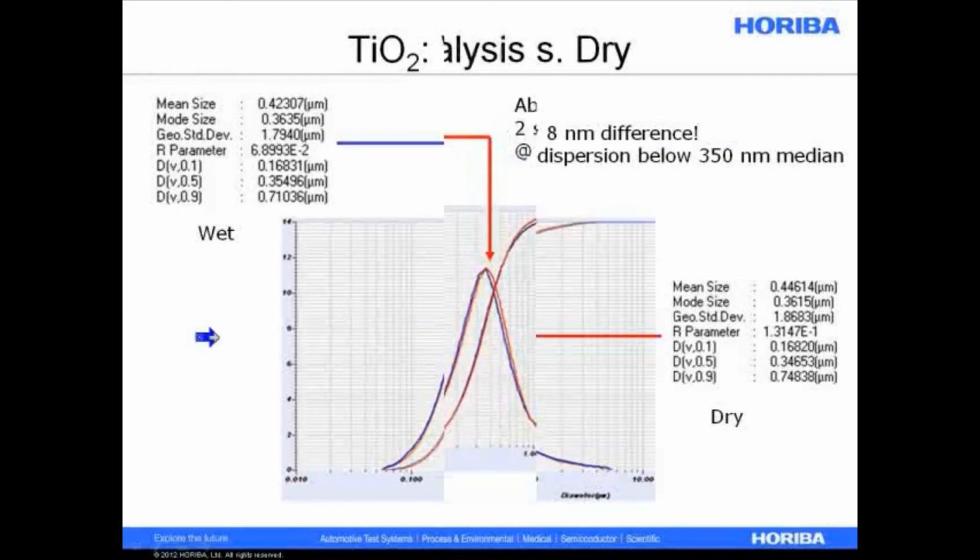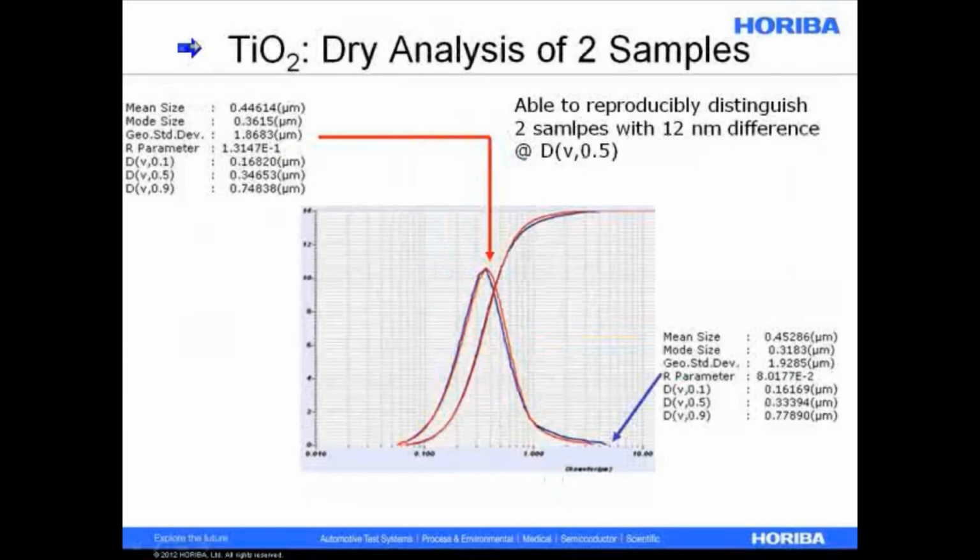We then were challenged by the customer to say we have slight differences between these two samples. Can you pick up on it? So we have sample number 1 and we have sample number 2. We see this sample had a median of 0.334 and this 0.346. And it's a 12 nanometer difference, but it was very reproducible. So that's showing the ability to resolve these very small differences between particle size distributions using the LA950.